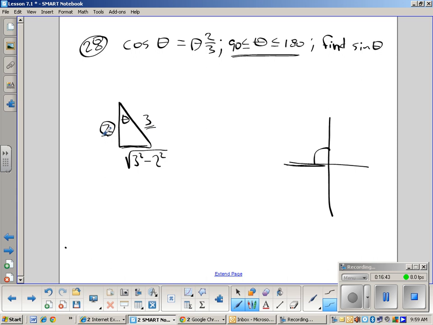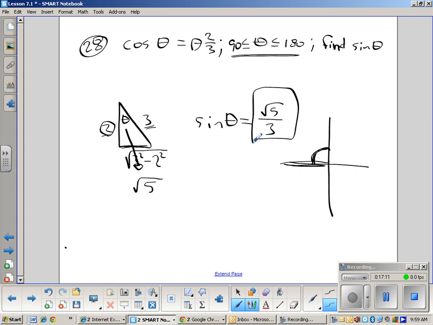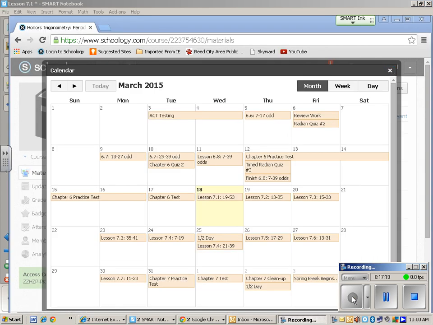So square root of 9 minus 4 is 5. Okay, so that's the square root of 5. Now what's the sign? The sine of theta then is going to be opposite, square root of 5, over hypotenuse 3. And in quadrant 2, sine is positive. So this is the number they're looking for. That was simple. What's the sign? So thanks, Megan, for reminding everybody.